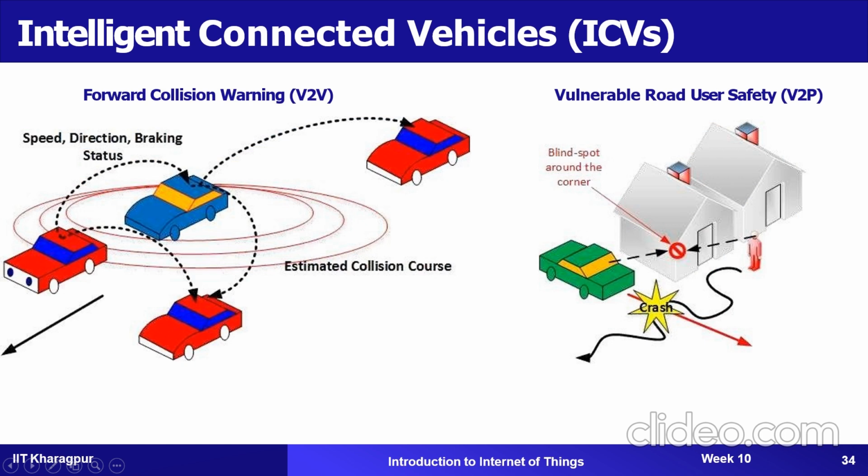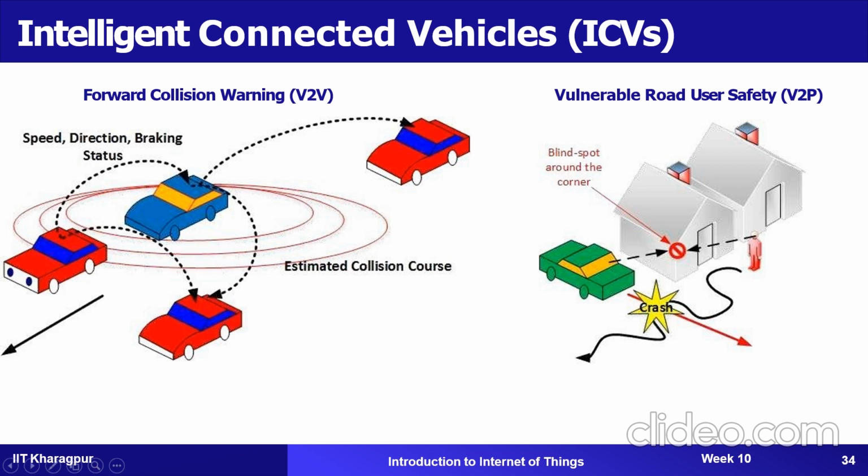Now this figure is showing how intelligent connected vehicles can prevent the crashes and collisions of different vehicles. So your intelligent connected vehicles can detect the speed, direction and braking status of other vehicles also, with the help of which you can detect whether the collision can occur or not.